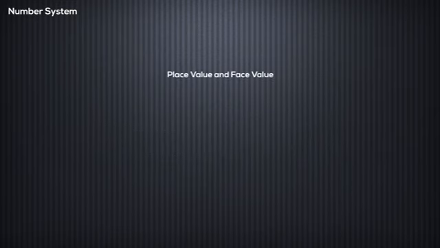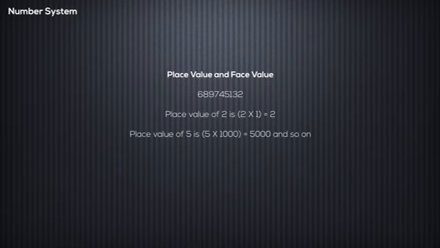Now I am going to explain what a place value is and what is face value of a number. Let's consider this number as an example. Here, the place value of 2 can be found out by multiplying 2 with unity as it is at unity. Similarly, the place value of 5 is the product of 5 with 1000 as it is located at the thousands place. Face value is the value of the digit itself at whatever place it might be. Hence, in this example, face value of 2 is 2, face value of 3 is 3, and so on.